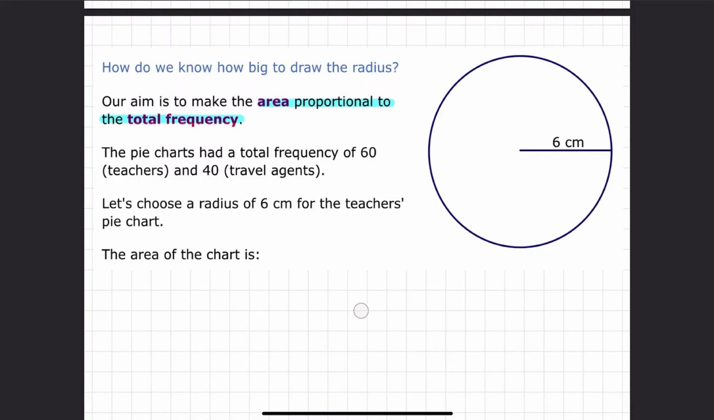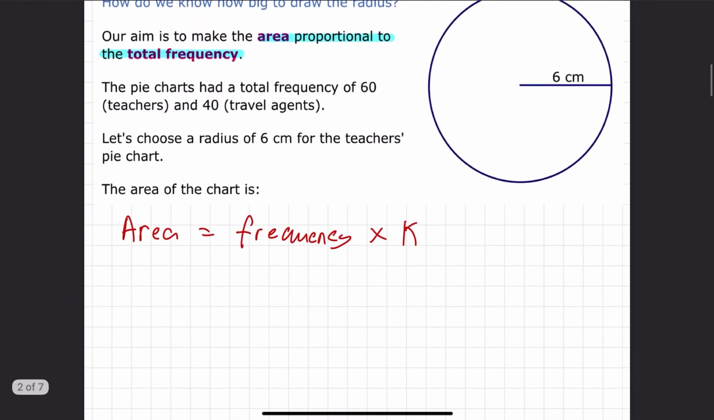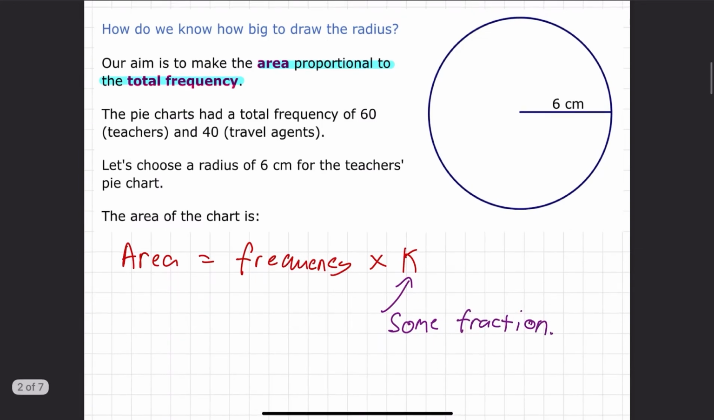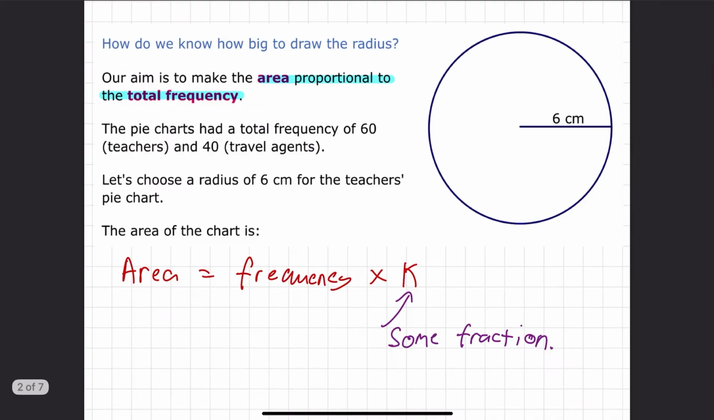So in more general terms, the area of our comparative pie chart is going to be our frequency times k. And this k is just making it proportional. So it's going to be some fraction or some number. And this k is what keeps your area not equal to your frequency, but keeps it proportional to your frequency.